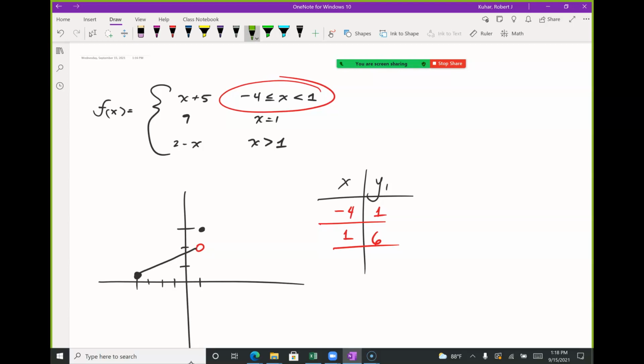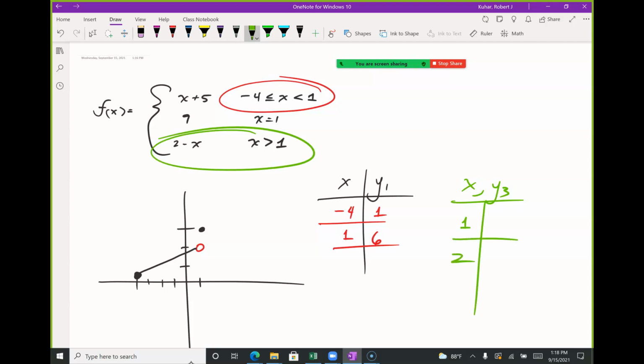How are we doing here? Nice. Awesome. All right. So now my third piece, I have an x and a y3. I'm going to use 1 and any other point too, right? So when I plug in 1, I get 1. And when I plug in 2, I get 0.